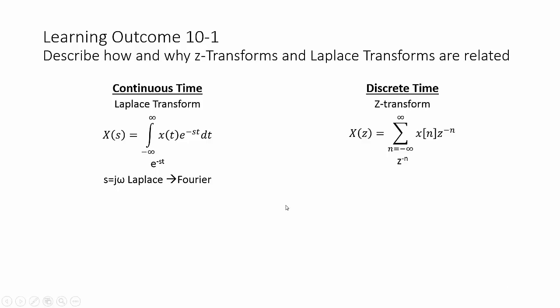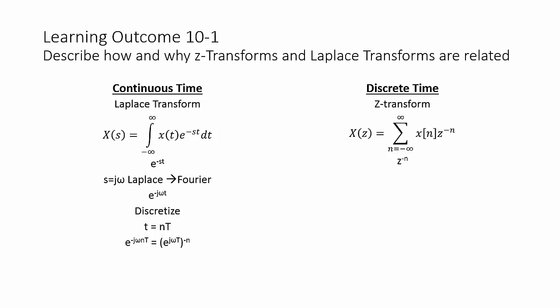We know from chapter 9 that if s equals j omega, our Laplace transform turns into a Fourier transform. So let's make that substitution, e to the negative j omega t. We can discretize this by setting t equal to n times T. N is our count, our discrete variable. T is our sampling period. Then our exponential becomes e to the negative j omega nT. We can rearrange this, taking the property that e to the a times b is e to the a raised to the b. And we get e to the j omega T raised to the negative n.